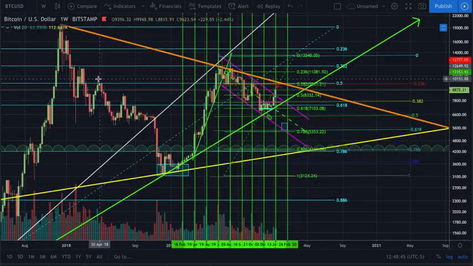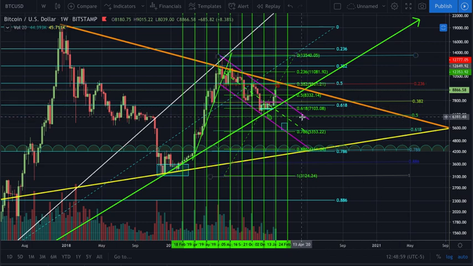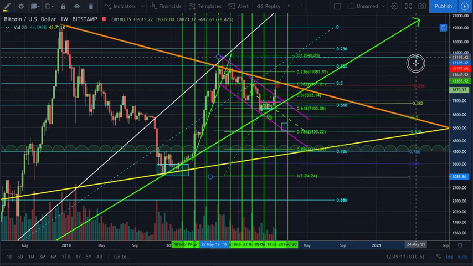It comes in perfect correspondence with the resistance right here, with our 0.5 fib level, okay, right here, and the 236 of the entire move up here. And you'll see we base down here off the 0.5 in green. That's the 0.5 of this whole move that we got, up to 14,000, down to the bottom right here at 3,000.